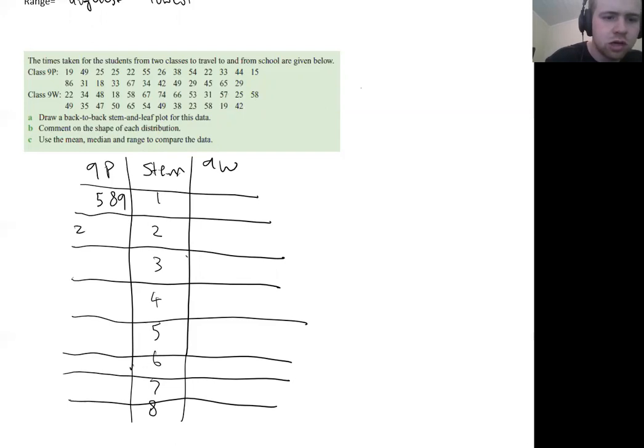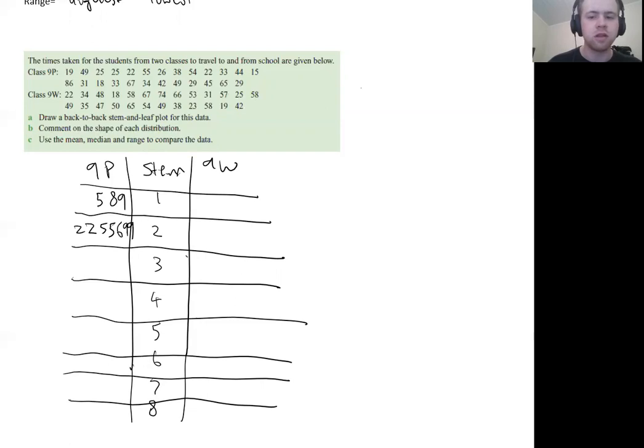So there are two 22s, so we can write 2 twice, and then 5 twice for the 25s, 6 for the 26, and then two 9s for the 29s. I didn't quite fit them in there, so make sure you leave enough space. But you can see how we go about this.